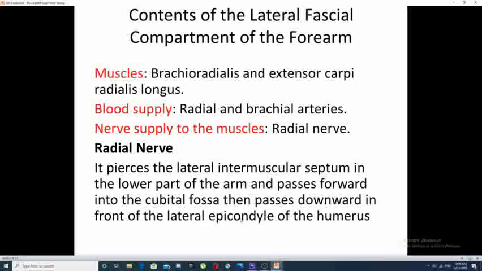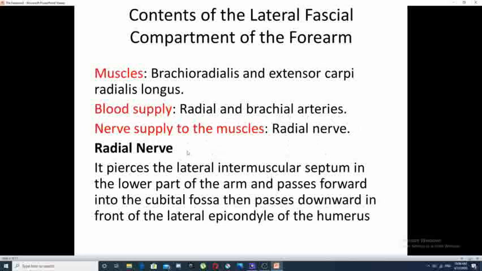First, muscles. The lateral facial compartment of the forearm contains two muscles, one called brachioradialis muscle, the other is called extensor carpi radialis longus muscle. This compartment takes its blood supply from radial artery and branches from brachial artery. Nerve supply to the compartment is from radial nerve.